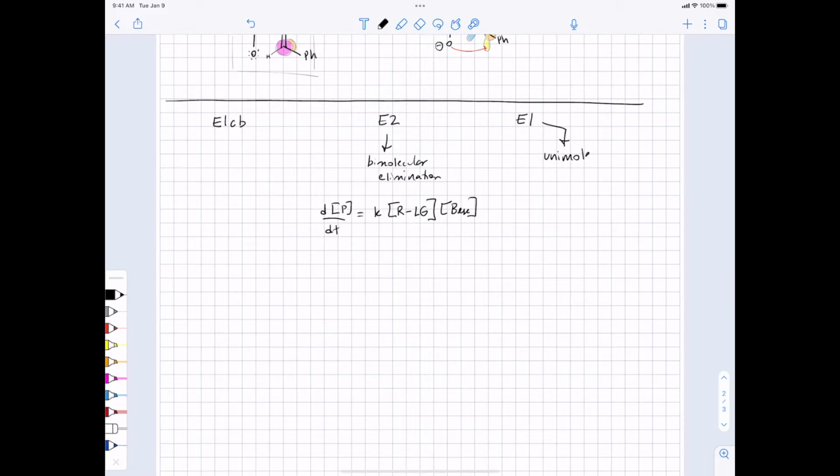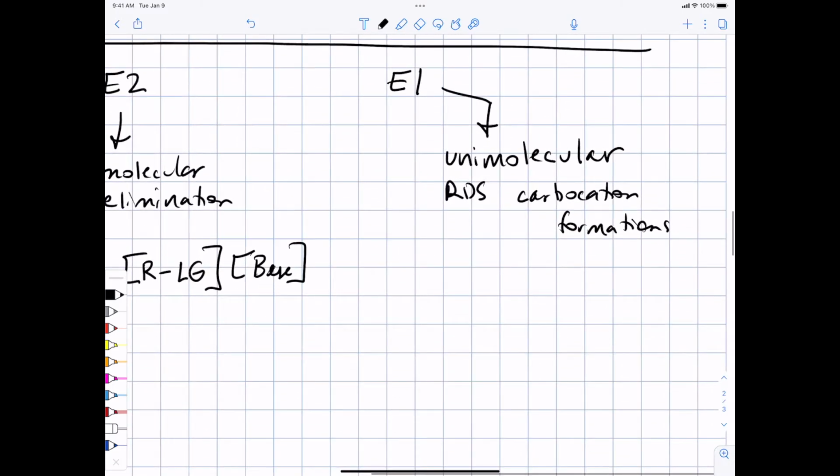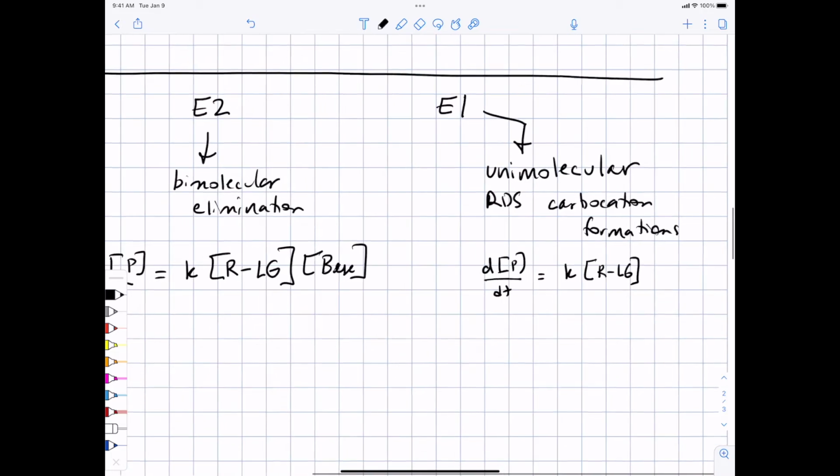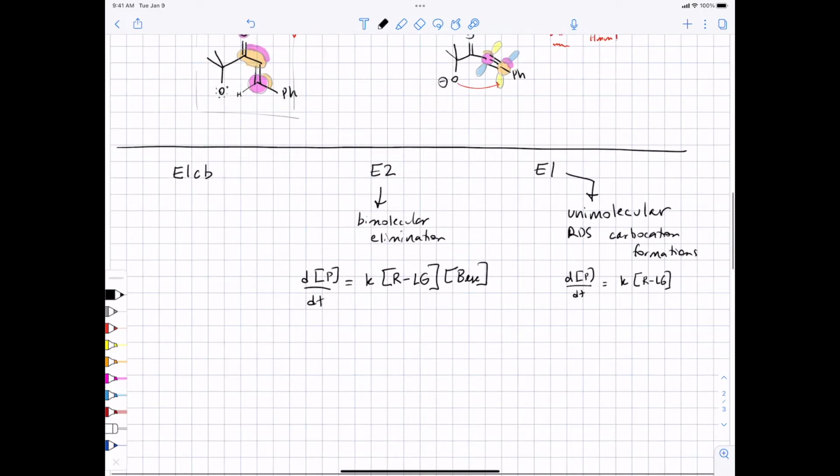E1 is sort of the SN1 version of the elimination reaction. It's unimolecular because the rate determining step is carbocation formation. And under most conditions, that is all that matters. And so for the rate of this reaction, it is just the concentration of the alkyl halide that matters. And you can use very weak bases. All right, that's all familiar?